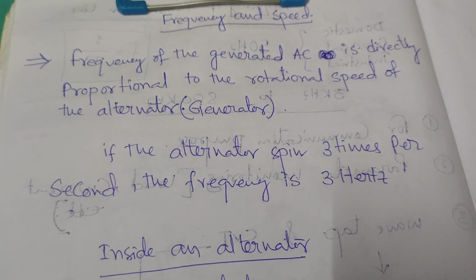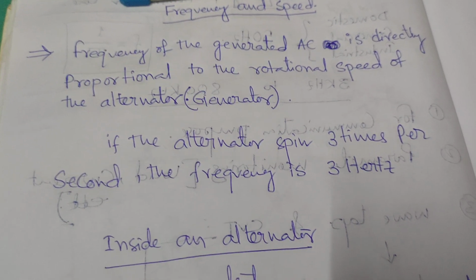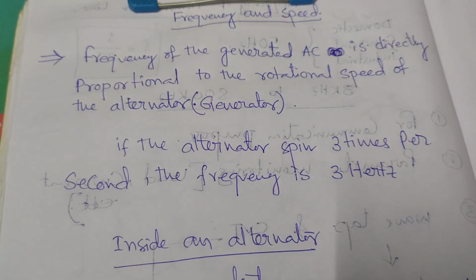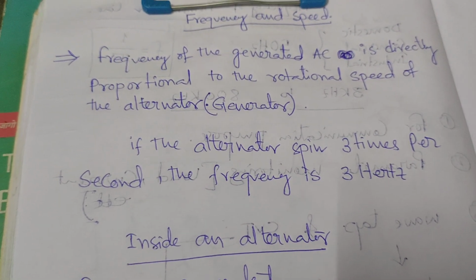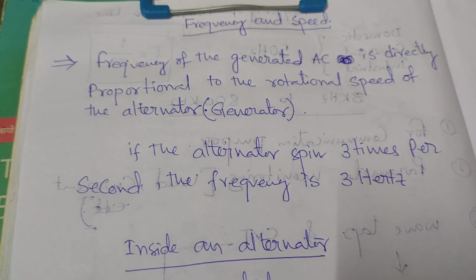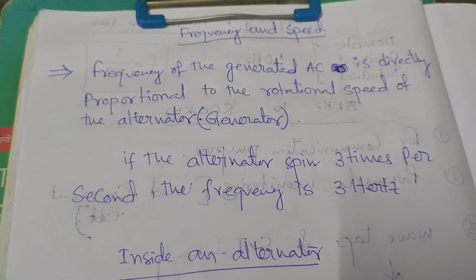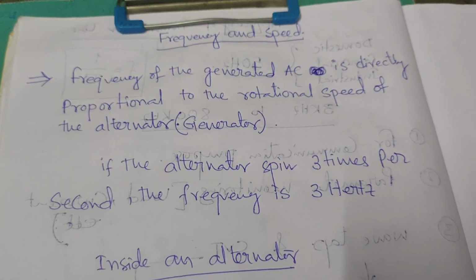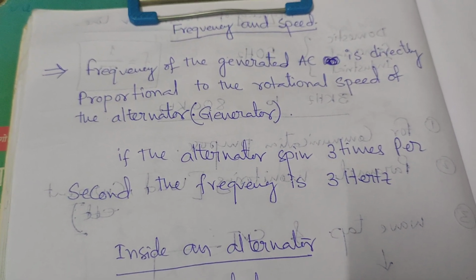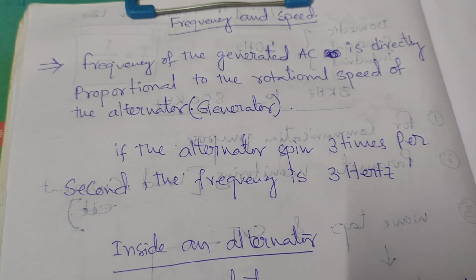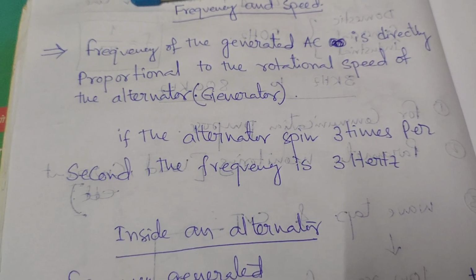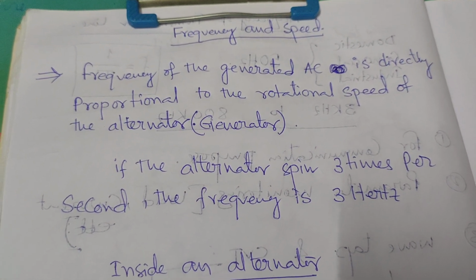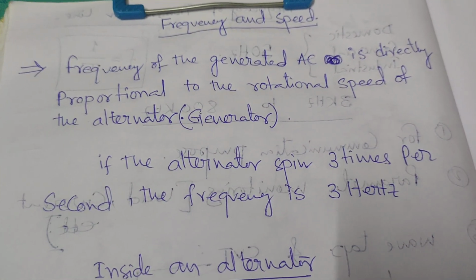Generally, the electricity is generated up to 11,000 volt or 11 kV, 13.75 kV, 15 kV or 19.75 kV. Generally, we are talking about 11 kV. So this 11 kV EMF is generated in the stator by rotating the rotor. So the frequency and speed depend on each other.